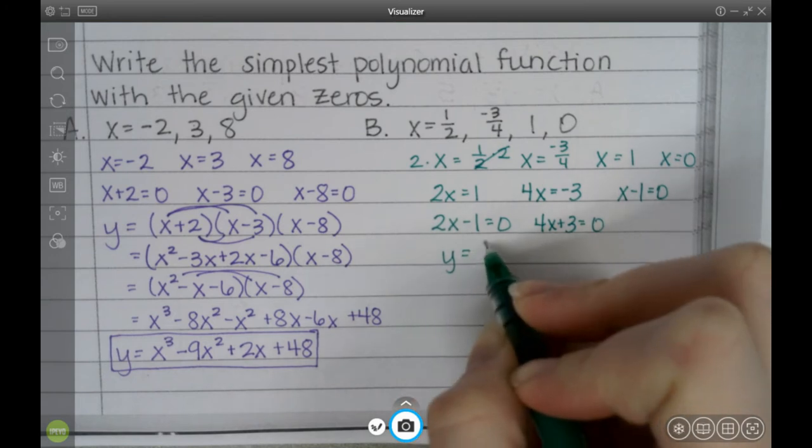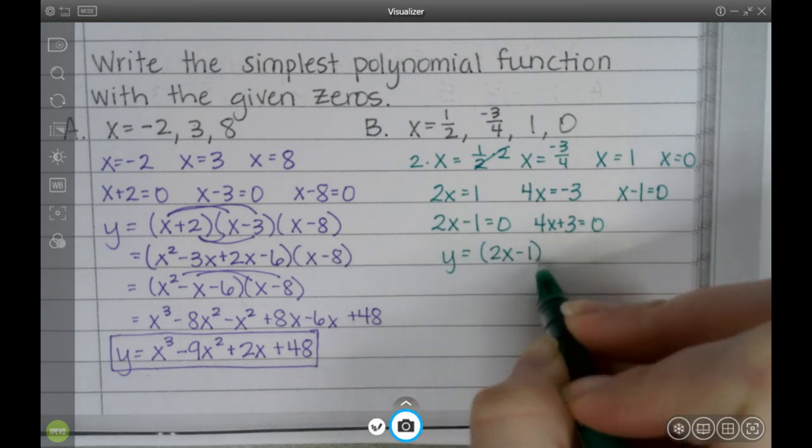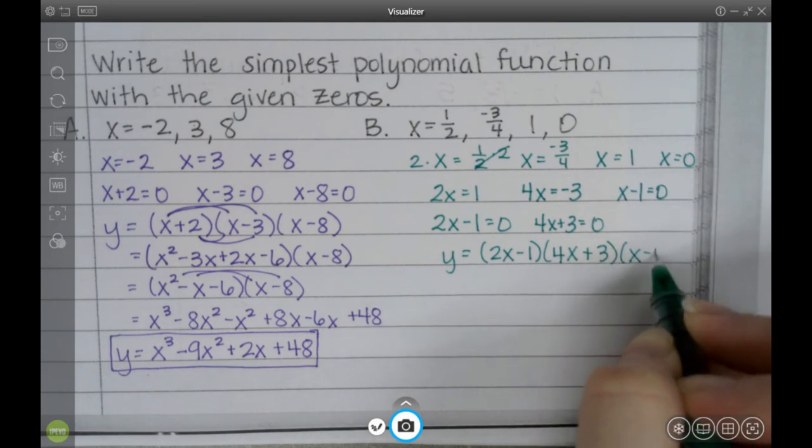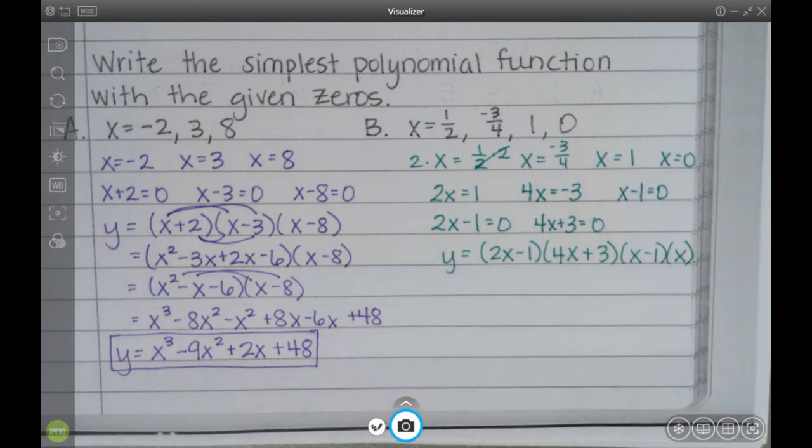So for this one, you're going to have 2x minus 1 times 4x plus 3 times x minus 1 times x. Go ahead and multiply those out.